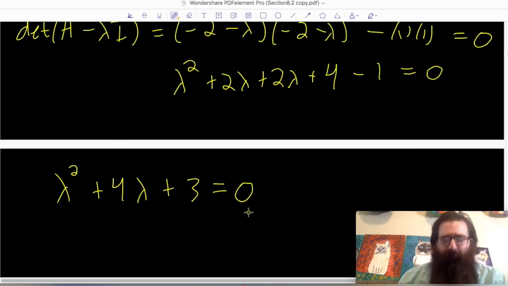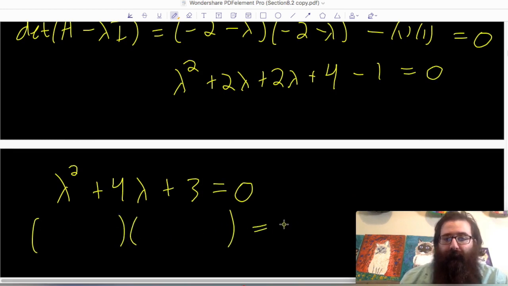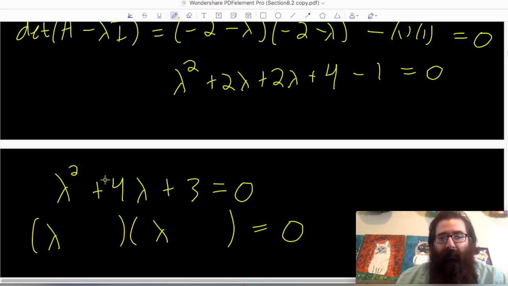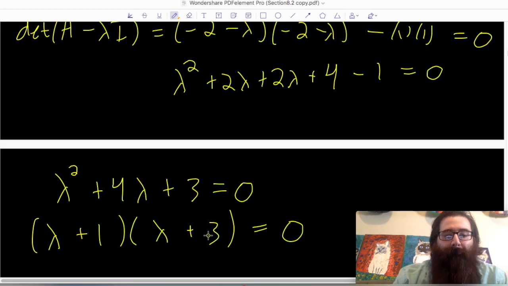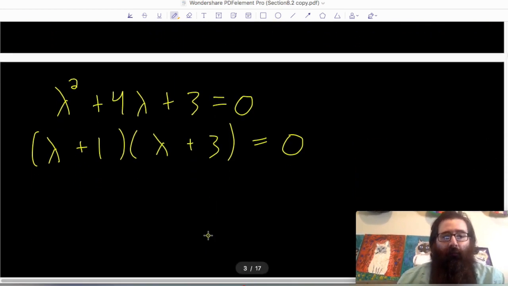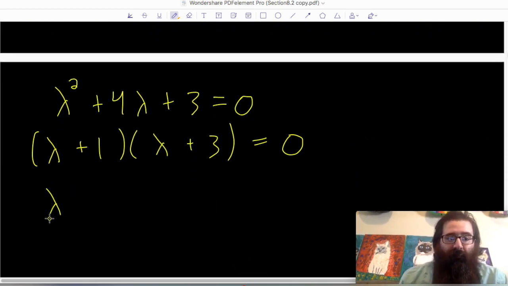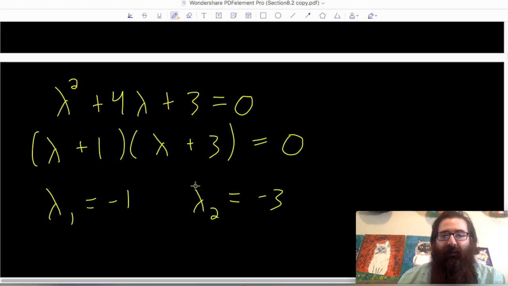And then I'd like to factor this if I can. So lambda in the front, and then two numbers that multiply to positive 3 and add to positive 4. We'll say lambda plus 1, lambda plus 3. When I solve for lambda, it gives me lambda sub 1 equals negative 1, and lambda sub 2 equals negative 3.